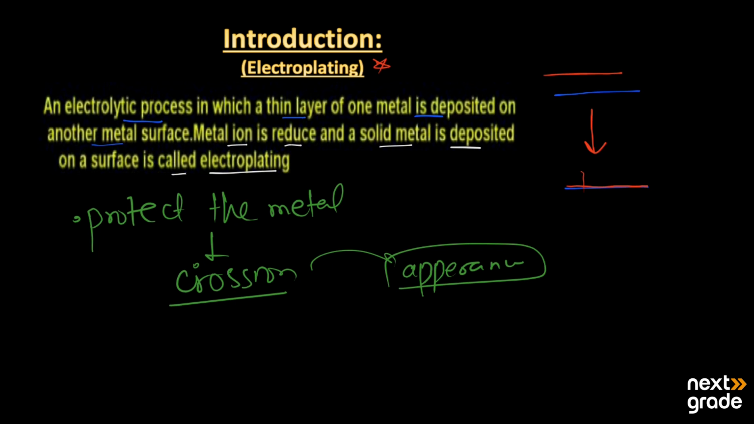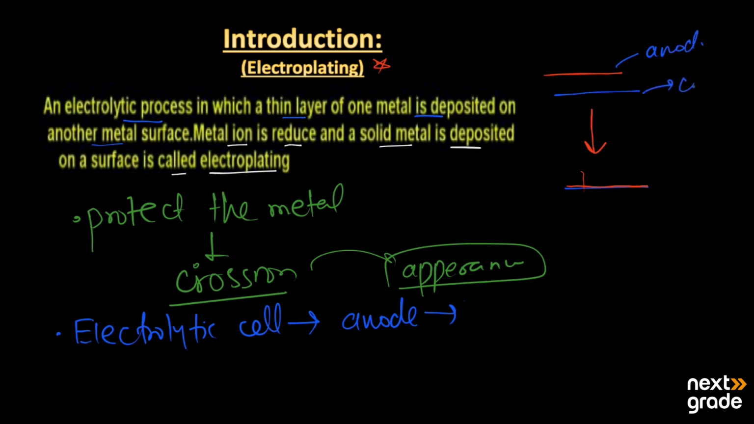Basically, the principle of electroplating is established by the use of the electrolytic cell. It happens with the help of the electrolytic cell, in which the anode and cathode work, and the anode is made of the metal that is to be deposited. For example, here this will work as anode and this will work as cathode. The metal that is going to be deposited on the other works as anode, and the metal on which it is being deposited works as cathode. The process of oxidation takes place at the anode and the process of reduction takes place at the cathode. So this was the simple principle of electroplating.